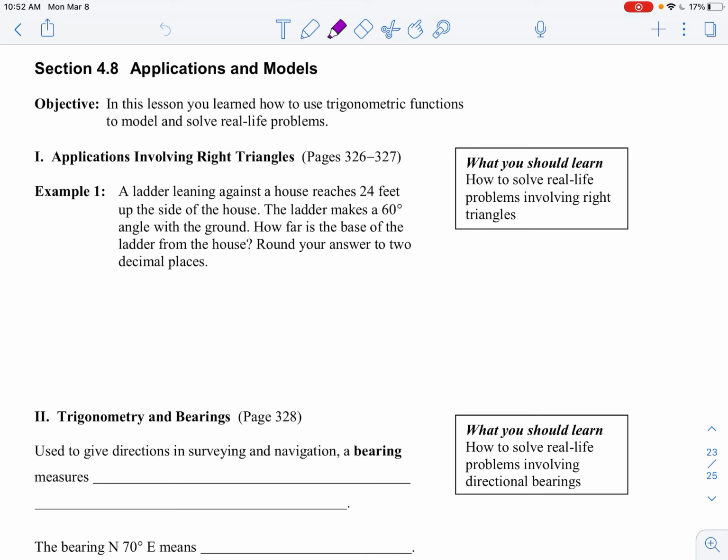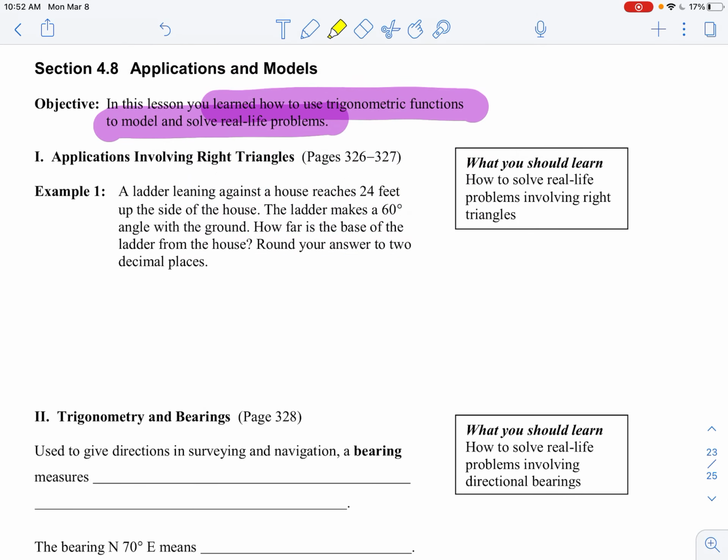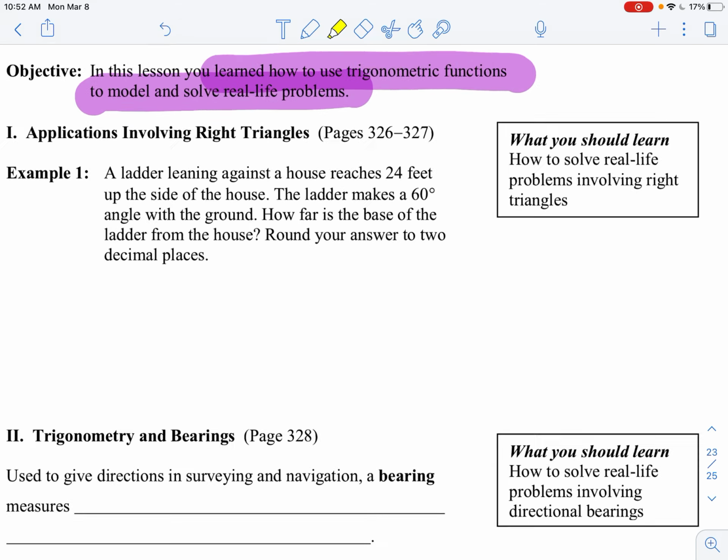So in this lesson you've already learned how to use trig functions to model and solve real-life problems. And that's what we're going to be doing today. So in this example number 1, we're given a word problem and we're going to make a visual or draw it out and see how we can use trigonometry to solve.